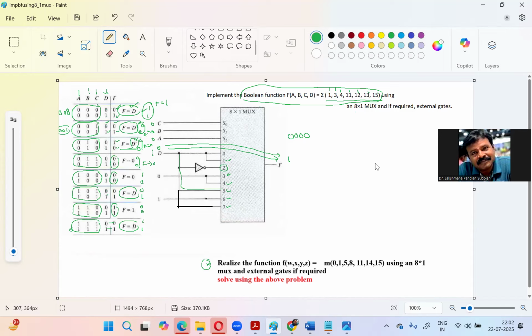Right? Then here we are having now inverted. So F equal to D dash. Inverted to D, so that is 0 now 1, 0. So F equal to D dash. Next here we are having 0 to 0, 1 to 1. F equal to D.